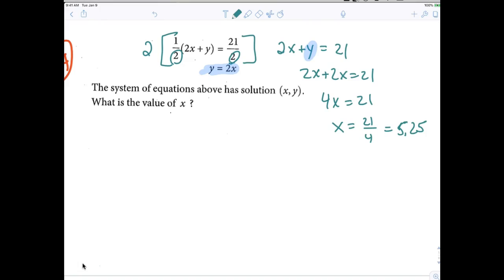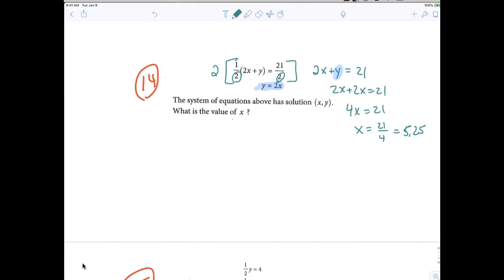I want you to always look at my work and try to see, okay, here's what he's thinking. Now, where did I make my mistake? Look at the mistake. Yeah, I made it at the very beginning. Okay, thank you. Anybody have any questions with 14? Anybody have any issues?